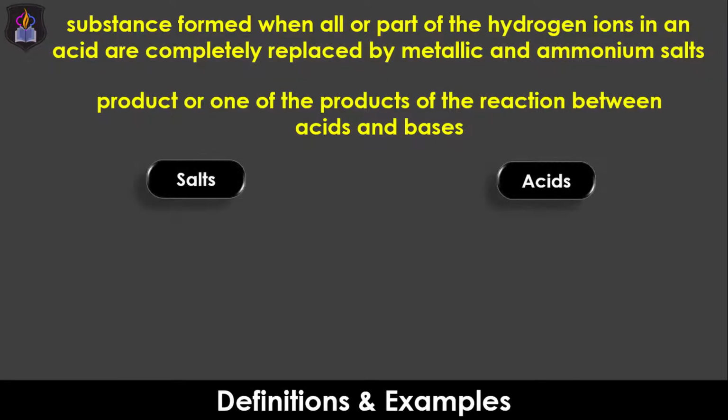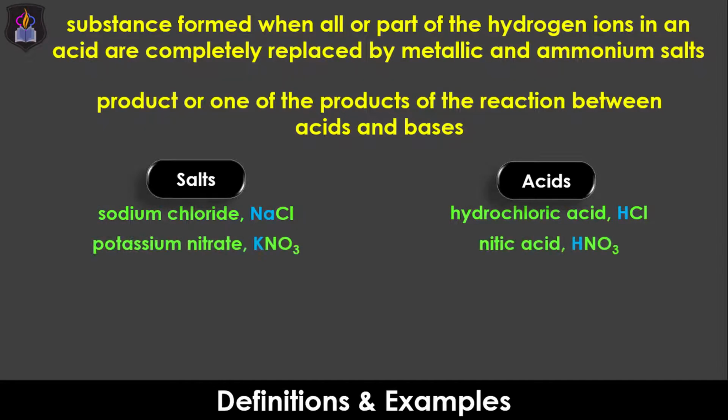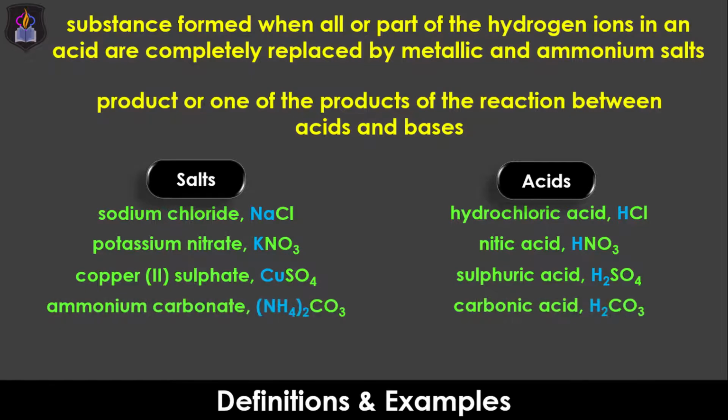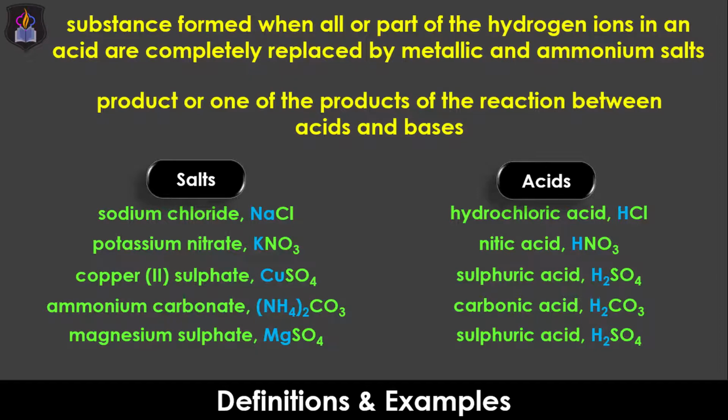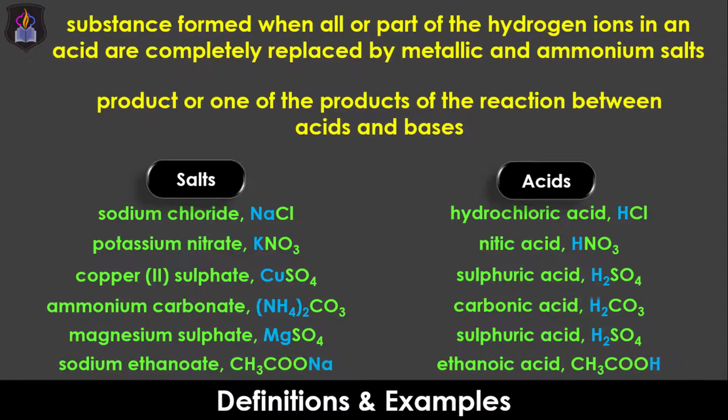Examples of salts and their corresponding acids are sodium chloride from hydrochloric acid, potassium nitrate from nitric acid, copper(II) sulfate from sulfuric acid, ammonium carbonate from carbonic acid, magnesium sulfate from sulfuric acid, sodium ethanoate from ethanoic acid, and so on. From my examples, you can see that the metallic and ammonium ions in the salts, colored blue, replace the replaceable hydrogen ions in the acids.